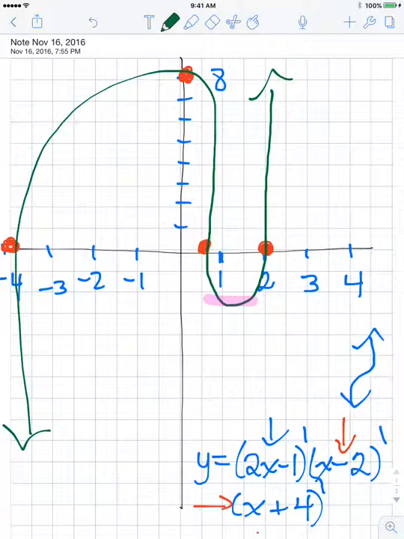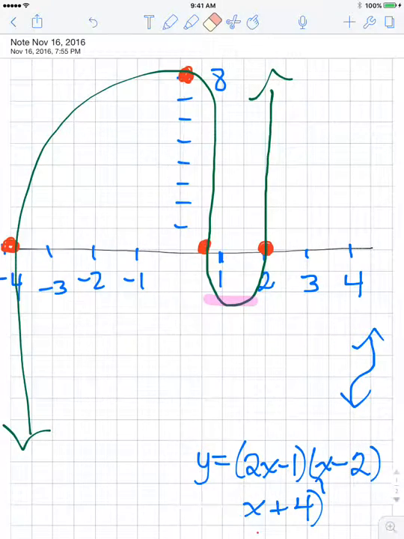So let's see, if I plug in 1, let me just kind of erase some of this junk here. If I plug in 1, 2 times 1 minus 1, so 2 minus 1 is 1. 1 minus 2 is negative 1, and 1 plus 4 is 5. So negative 5 is a point, because 1 times negative 1 times 5 is negative 5.